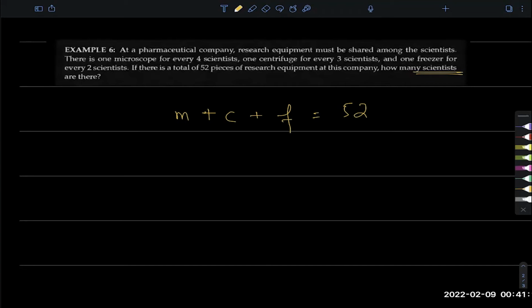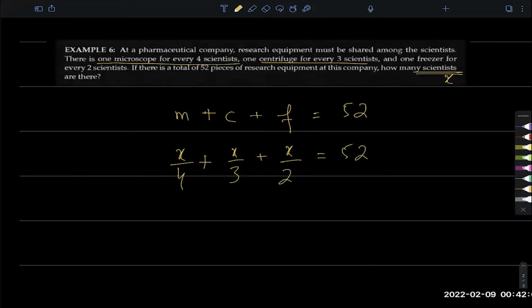Sir, this will be 4 plus 1 into 3. Hold on. Try to translate this one. There's one microscope for every 4 scientists. So how many microscopes do you have? If you have X scientists, then how many microscopes do you have? 4 over X? X over 4. Yeah, X over 4 microscopes. And using the same idea, X over 3 centrifuges and X over 2 freezers. And that's equal to 52.